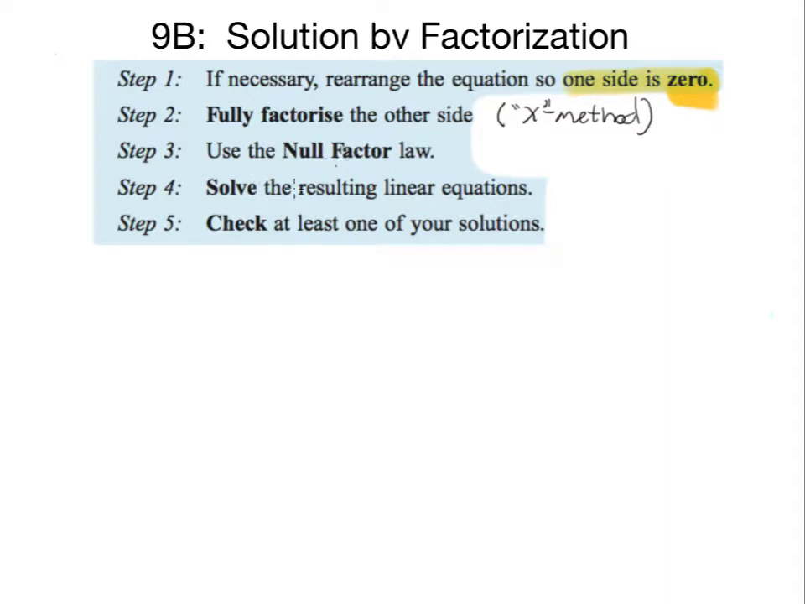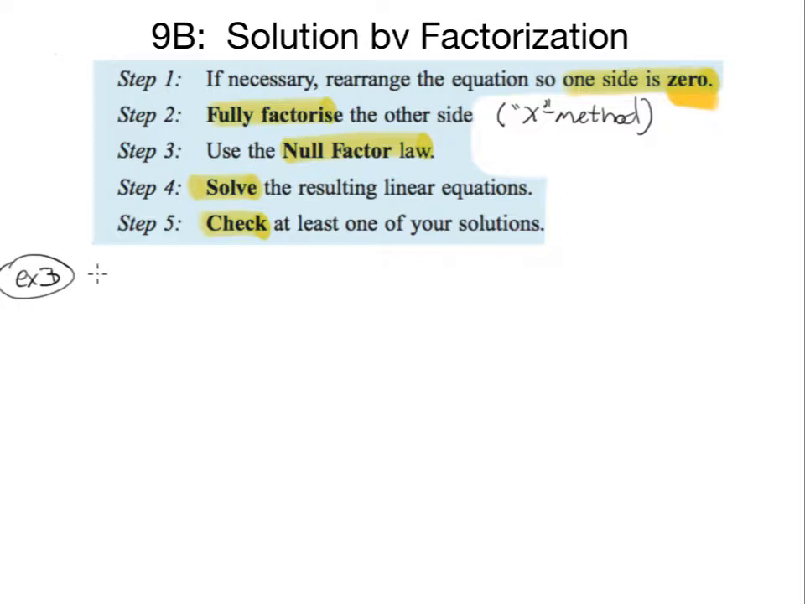After you get it factored, then you can apply the null factor law by setting each individual factor equal to 0, and then using our inverse order of operations, solve those two small linear equations and get your solutions. And then last but not least, and please do not forget this, you'll need to check at least one of your solutions to make sure you did not make a mathematical mistake while solving the problem.